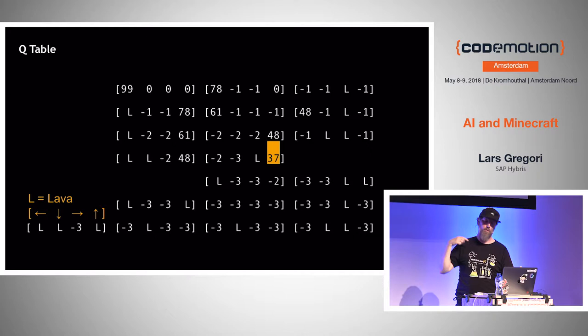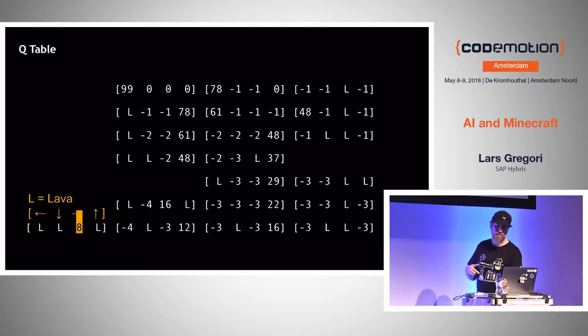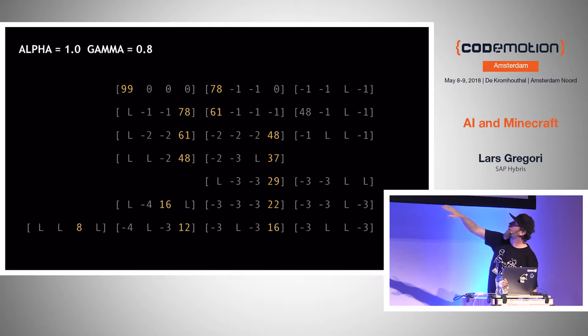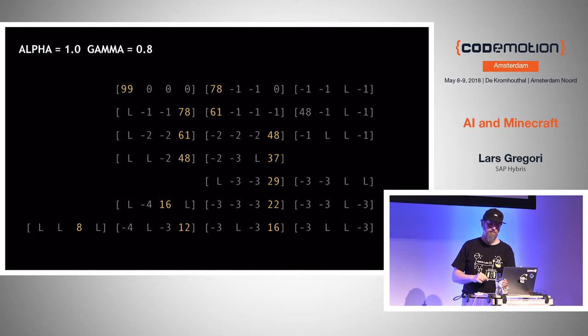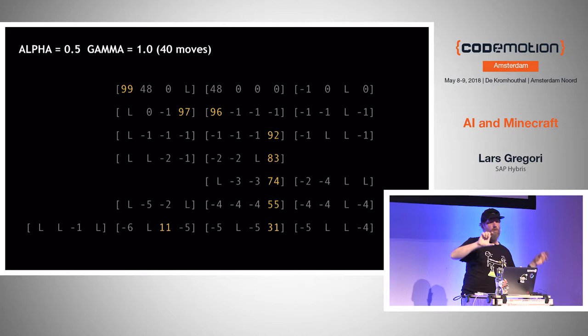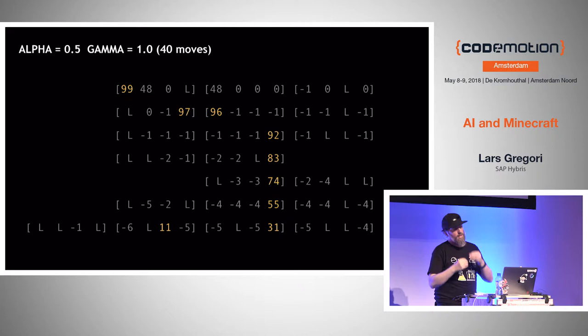So at the end, you can see here the way through it. And the value also gets lower by this. And these are the values with alpha 1.0 and gamma 0.8. And now I just change this to alpha 0.5 and gamma 1.0. With this 1.0 with gamma, you can see it's 99, 97. So the value itself doesn't get lowered so fast.